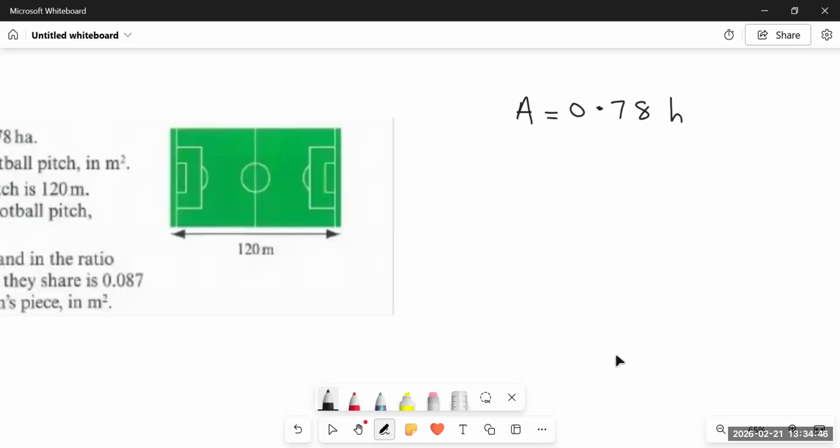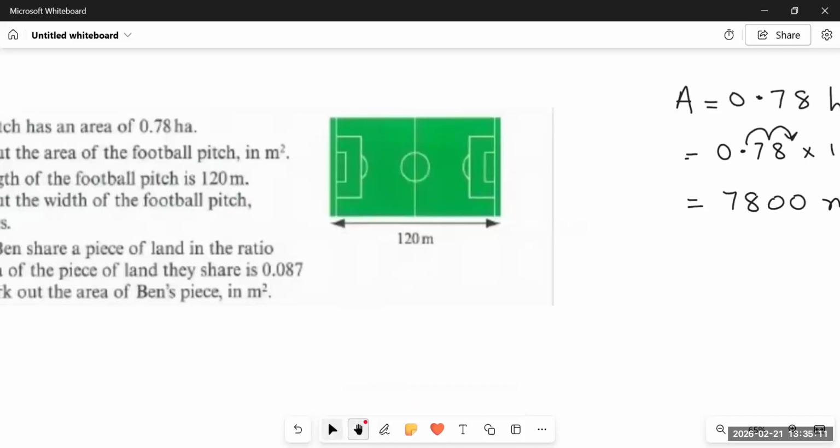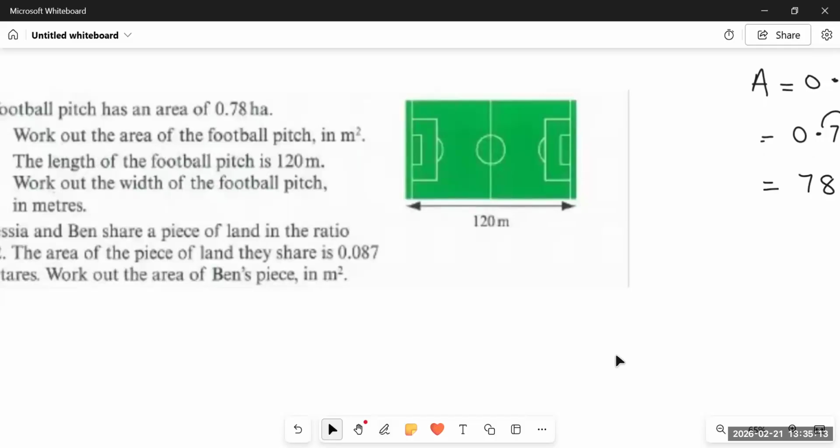For this, we'll simply multiply it with 10,000. We have already learned it in the questions from 1 to 5. Upon multiplying it with 10,000, when we move the decimal 2 places forward, 2 zeros will get cut and it will become 78. Then we will add the remaining zeros. So this is 7,800 meters square. So the area of this football pitch is 7,800 meters square.